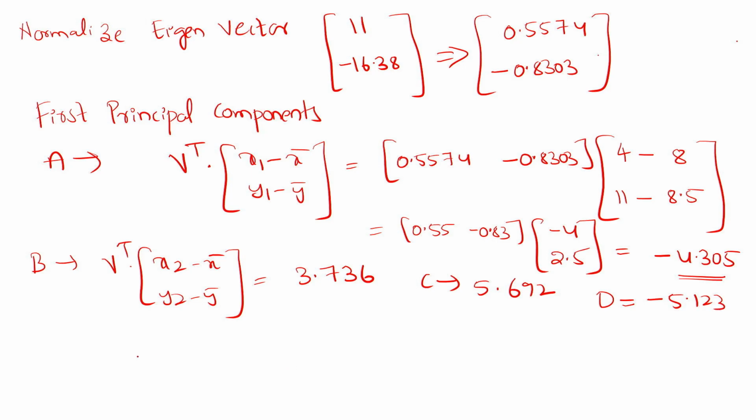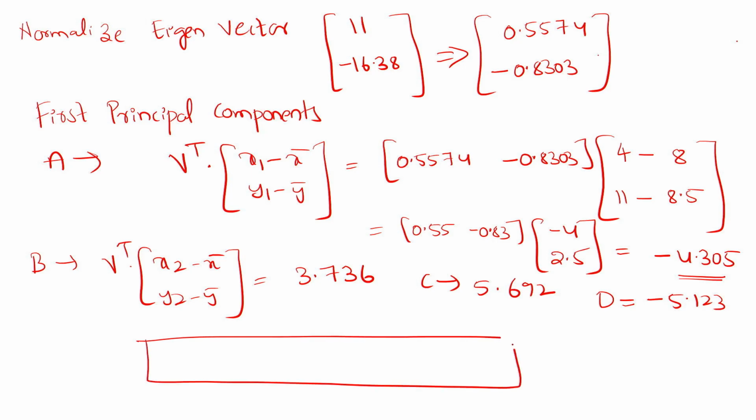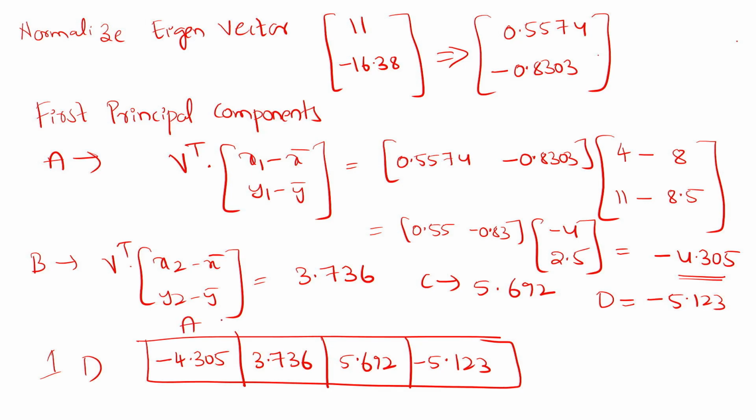So, if I write the new features, it becomes something like this. Okay. So, for A what it is? It is minus 4.305, for B it is 3.736, for C it is 5.692 and for D it is minus 5.123. So, this is the one dimension data, in single dimension. This is your A, B, C and D, right.